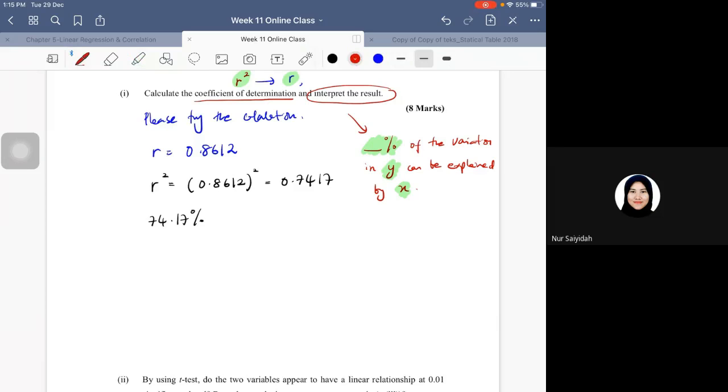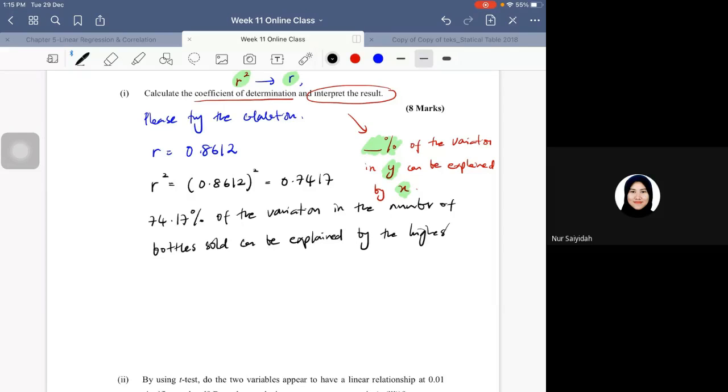For this case, I'm going to write that 74.1% of the variation in y. So what is my y variable? The number of bottles, that is my y variable. It can be explained by the x variable, which is the highest temperature of the day.